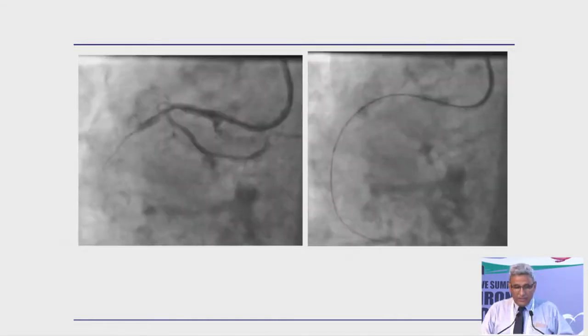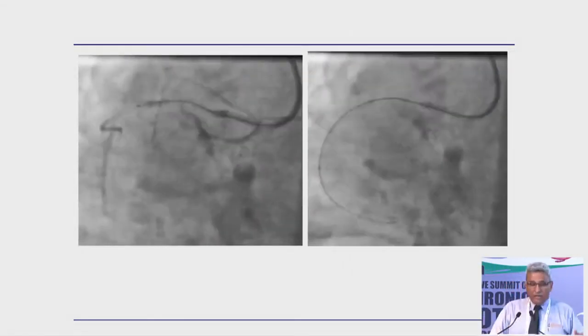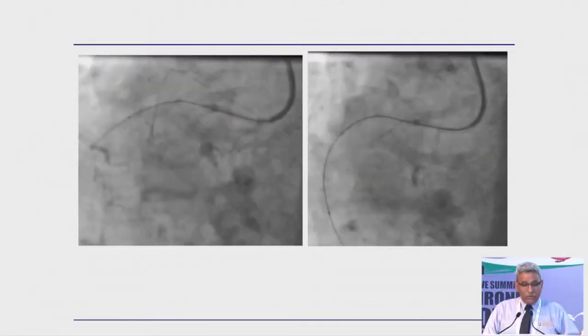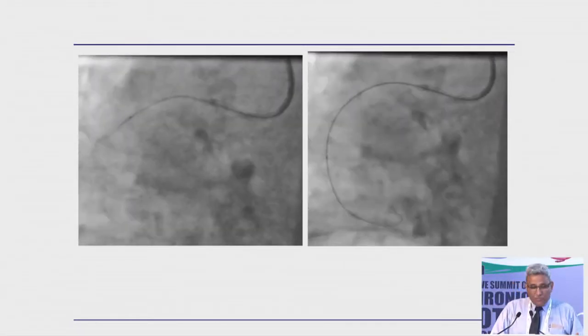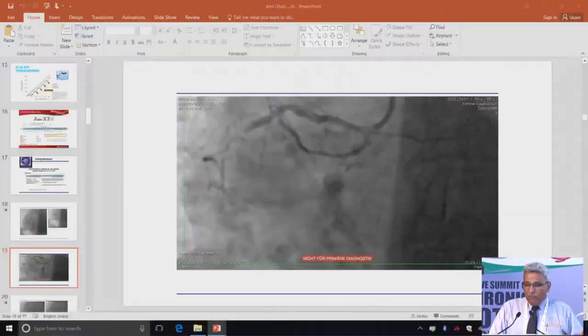So anyway, we look at a case wherein we thought there were microchannels. We could use a Fielder XTR, which was our starting wire.